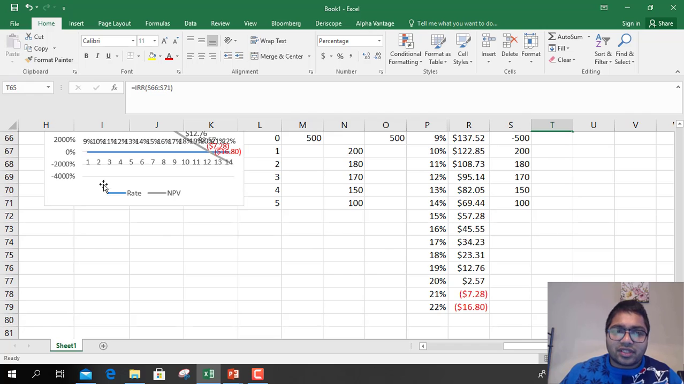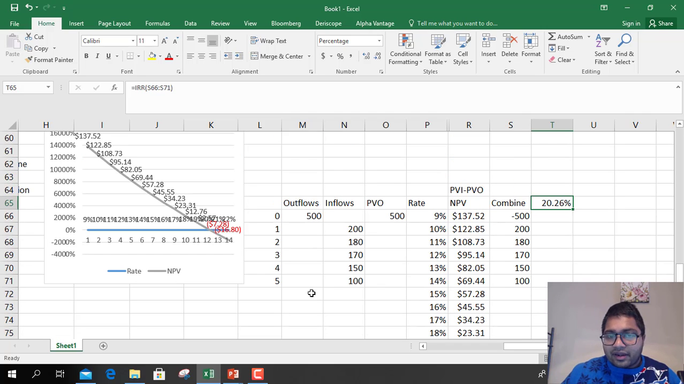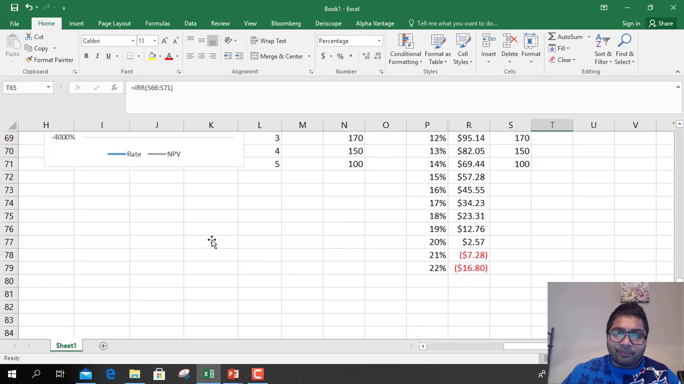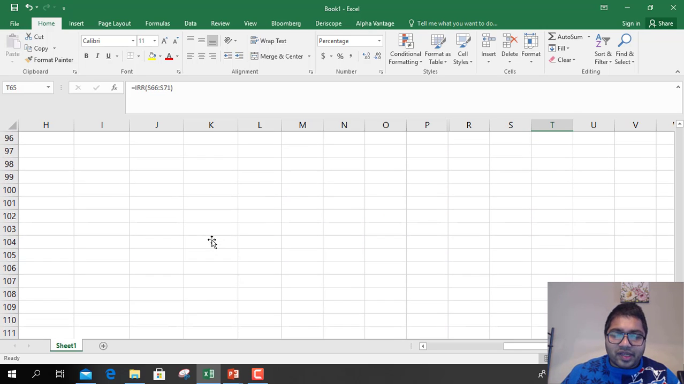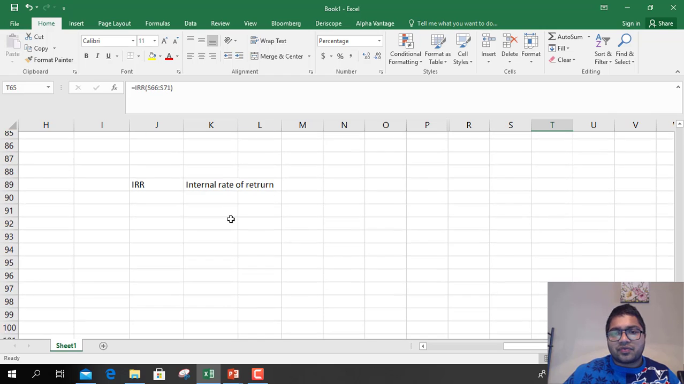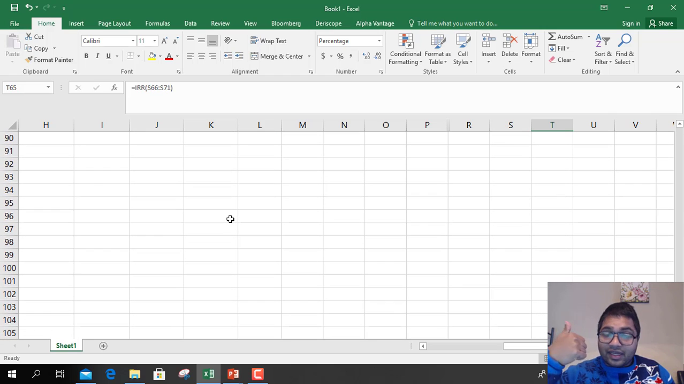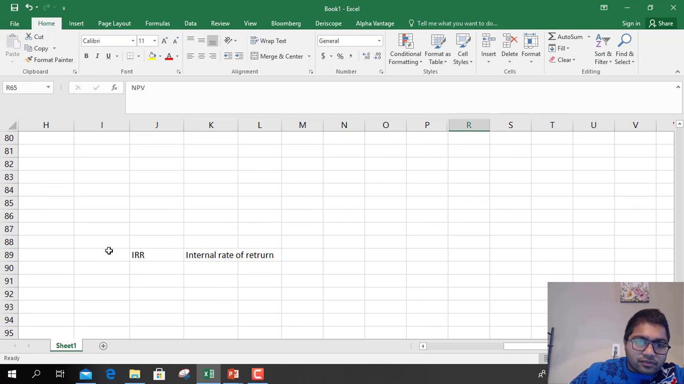So once again, what is IRR? IRR is the rate of return at which the NPV turns negative. So let's do one more problem where we do all of these things. We'll calculate NPV first, we'll chart it out, and then we'll find out IRR, internal rate of return. So let's do a problem to do that.